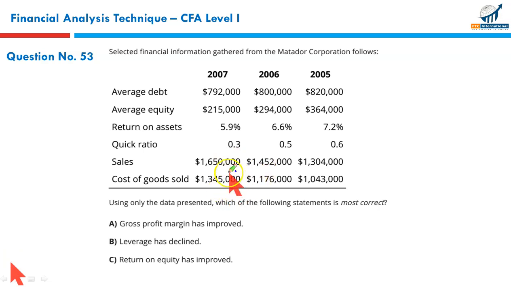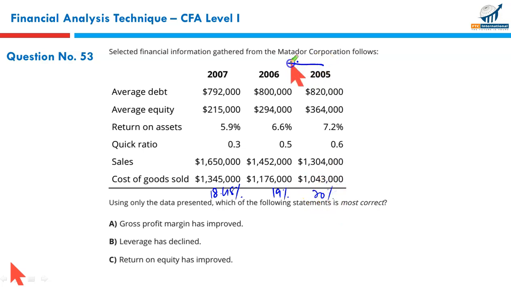Gross profit margin is the difference between sales and cost of sales divided by sales. So I'm going to calculate it directly this way. You can save your time as well. 1650 less 1345 divided by 1650 gives me 18.48%. 1452 less 1176, GP upon 1452, gives me 19%. And 1304 sales minus cost of sales 1043 is 261, GP upon 1304 times 100 gives me 20%.